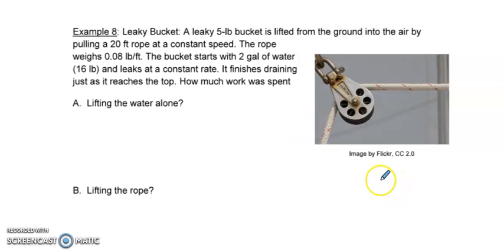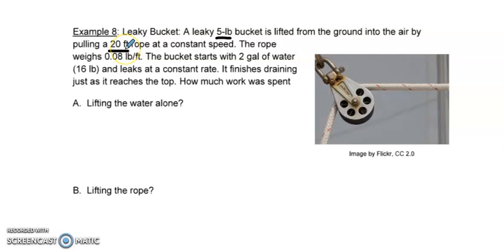All right, our final example with respect to work is the leaky bucket example. So we've got a situation where we've got a pulley and a rope that's pulling up a leaky bucket. And it says here that the bucket itself weighs 5 pounds and the rope weighs 20 pounds. Now that's the whole rope.